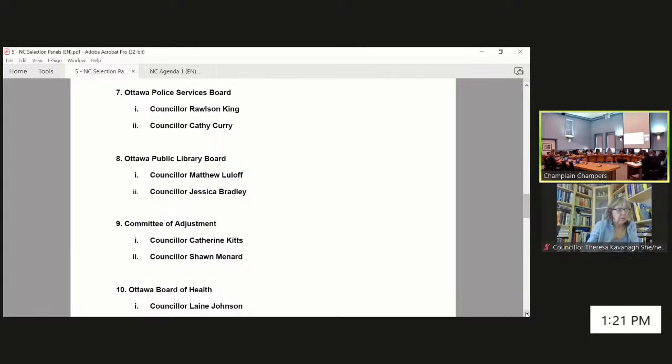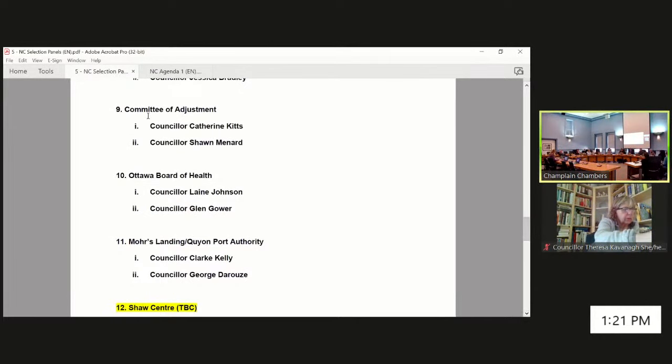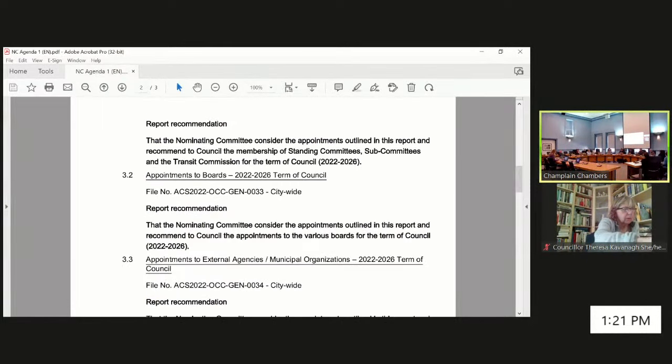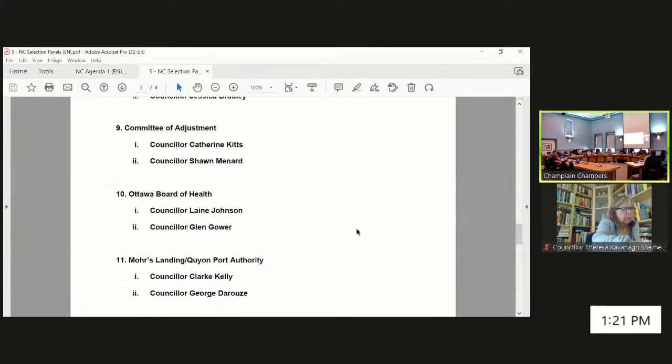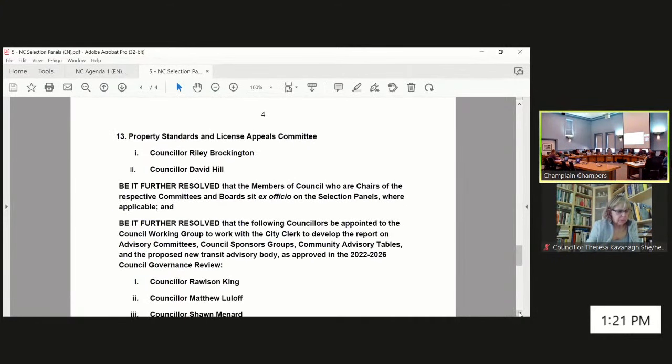Eight, Ottawa Public Library Board, Councillor Luloff and Councillor Bradley. Nine, Committee of Adjustment, Councillor Kitts and Councillor Menard. 10, the Ottawa Board of Health, Councillor Johnson, Councillor Gower. 11, Moore's Landing, Queen's Point Authority, Councillor Kelly and Councillor Drews. 12, the Shaw Centre. Is that correct? And Councillor Tierney, it is confirmed. I forgot to take out the TBC. Okay, that's not TBC, so I guess I'm on there. Okay, so Shaw Centre, Councillor Plante and Councillor Tierney, so I'll hang out with Stephanie on that one, which is great. And number 13, Property Standards and Licensing Appeals Committee, Councillor Brockington and Councillor Hill.